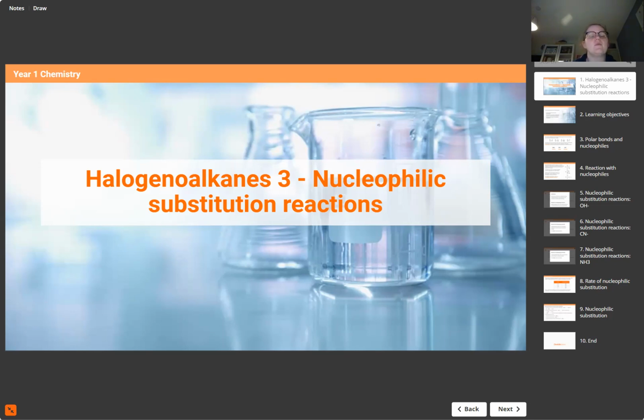Physical properties: we said the boiling point of halogenoalkanes increases with molecular size, due to the van der Waals forces inside them. And as we know, if we have any branching, our boiling point is going to be lower because the intermolecular forces are less. The more branching we have, the lower those intermolecular forces, which means the boiling point can be lower because it takes less energy to break those bonds. Also, haloalkanes are soluble in organic solvents, but insoluble in water. And this is what we're going to look at today, nucleophilic substitution.